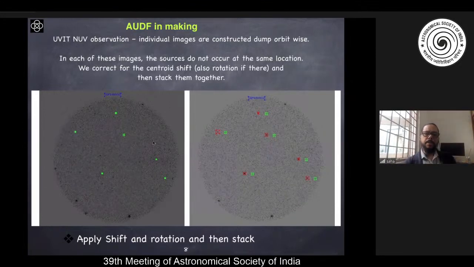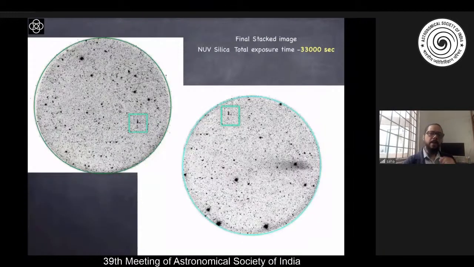And in this image, you can see we have marked some of the sources in green, and as you go to the next orbit, the positions change, and they appear at different locations in the field of view. So what we do is take this as a reference image, and then for all the images we use a shift and rotation algorithm and then stack them. And once you stack it, you get a very nice image.